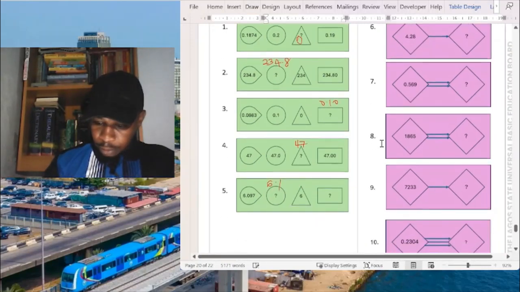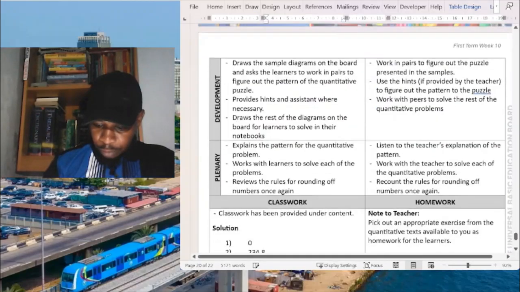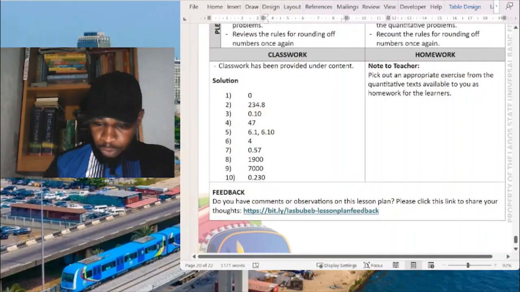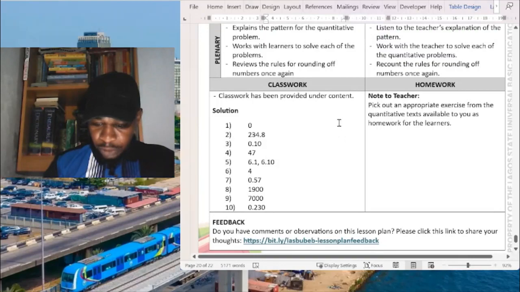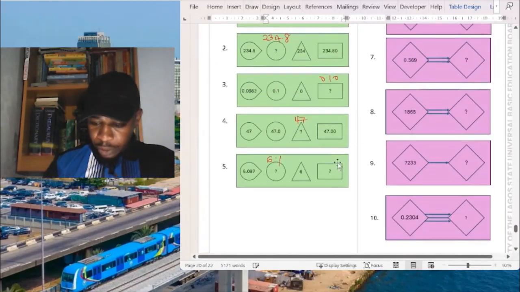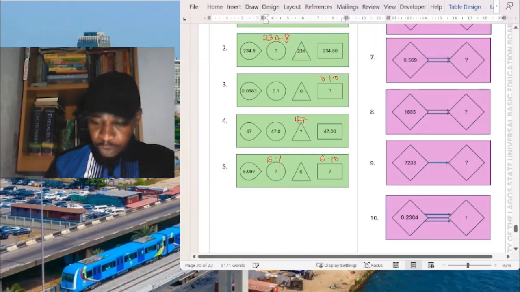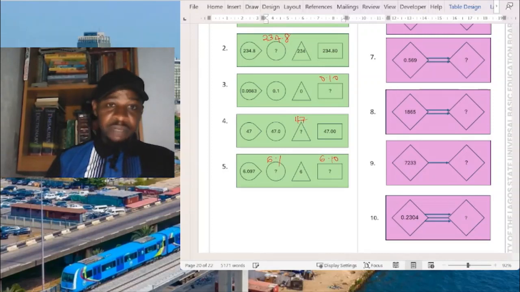0, let's see, 0, 234.8, 0.10, 47, 6.1. Oh, I did not do the last one here. Oh yes, here, for two decimal places it's going to be 6.10. If they say two decimal places, then that means we have 2 digits after the decimal point, even if you have to add trailing zeros to make up the second digit.